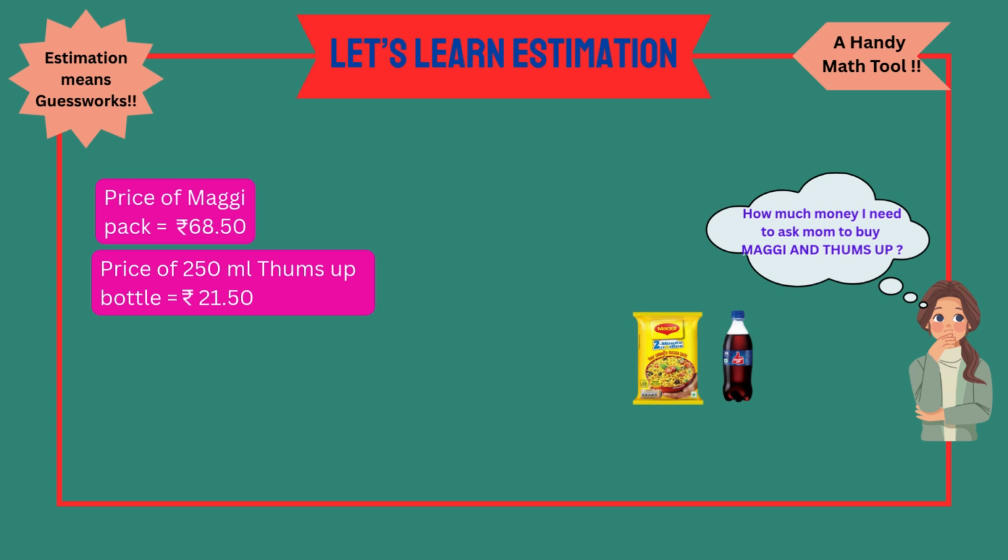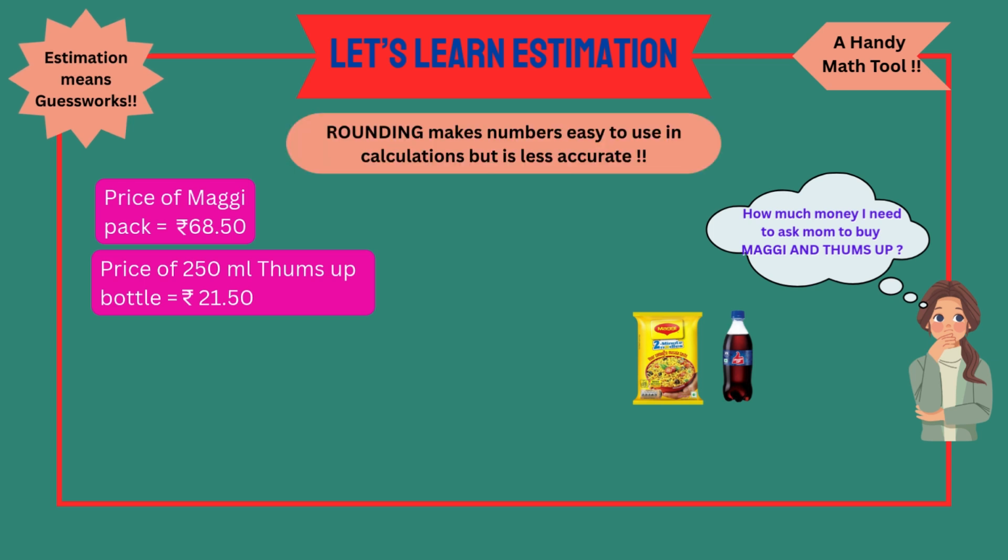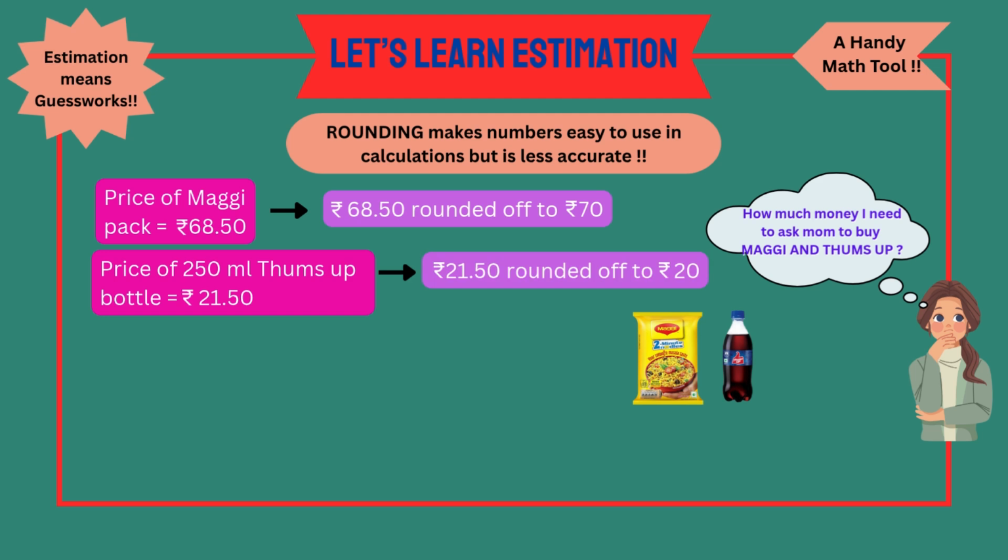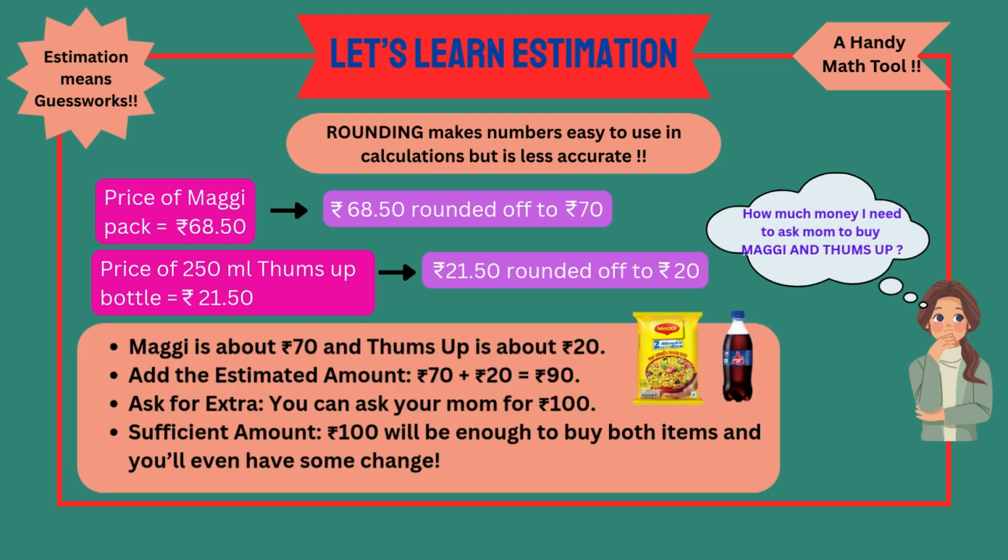Meena rounds the prices. Maggi becomes 70 rupees. Thums Up becomes 20 rupees. Now Meena adds them. 70 plus 20 is 90. But Meena wants to be sure. So she asks her mom for 100 rupees. That will be enough to buy both things. And she'll get some change back too. Estimation helped Meena shop smart and save time. Let's learn how she does it.